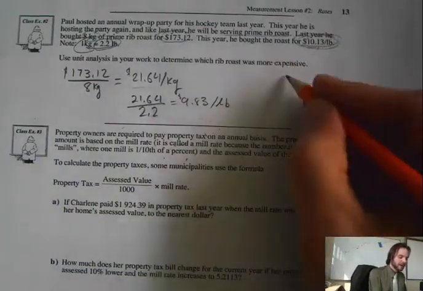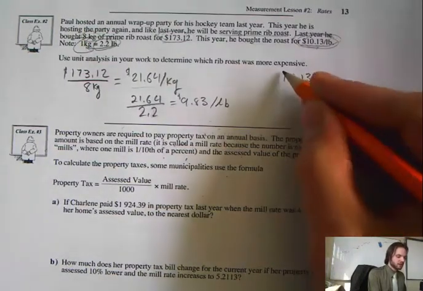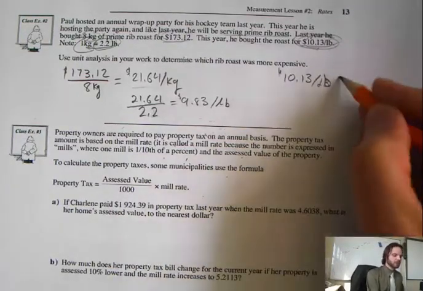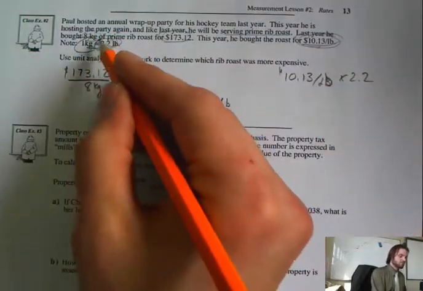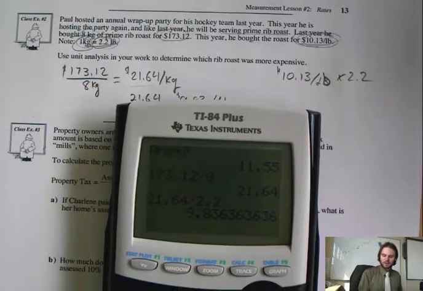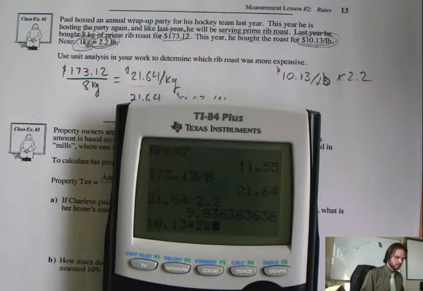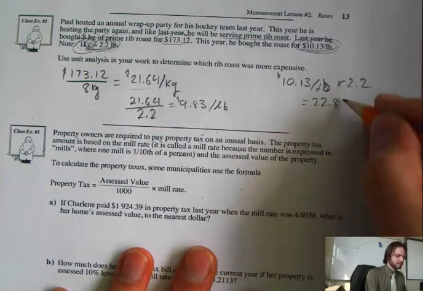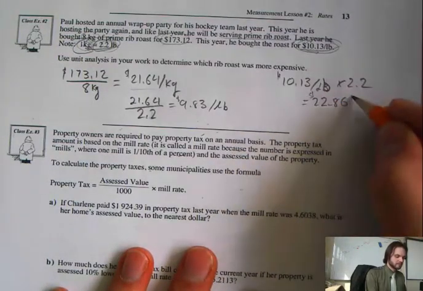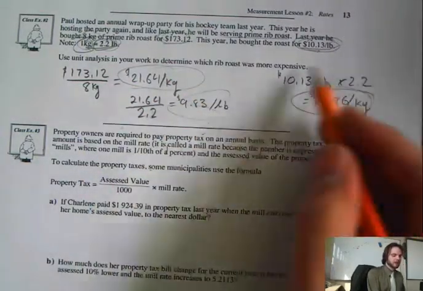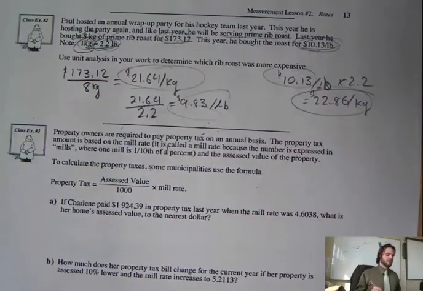Or I could look at this one. If I have 10.13, and that's dollars per pound, and I want to change that to kilograms, I have to multiply this by 2.2, because 1 kilogram is equal to 2.2 pounds. Okay? So I'm going to multiply that by 2.2. And I'm going to end up getting 22.86. So this one is more expensive if we're looking in kilograms and pounds, and no matter what, we get which one's the better deal. He had a better deal last year.